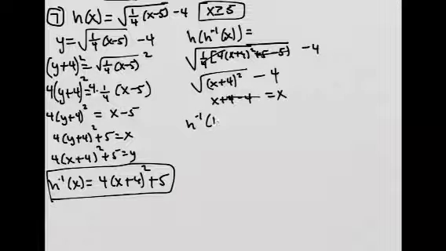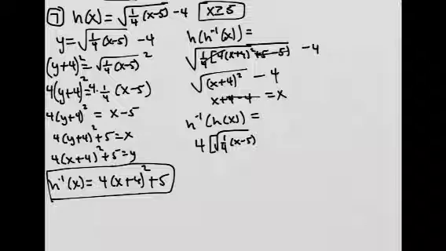H inverse of h of x. Okay, so I'm starting with h inverse, so it's going to be 4 times x. For x, I'm going to put all of this, the whole h of x function, including the minus 4. So it's going to be square root of 1/4 times x minus 5 minus 4 plus 4 squared plus 5.